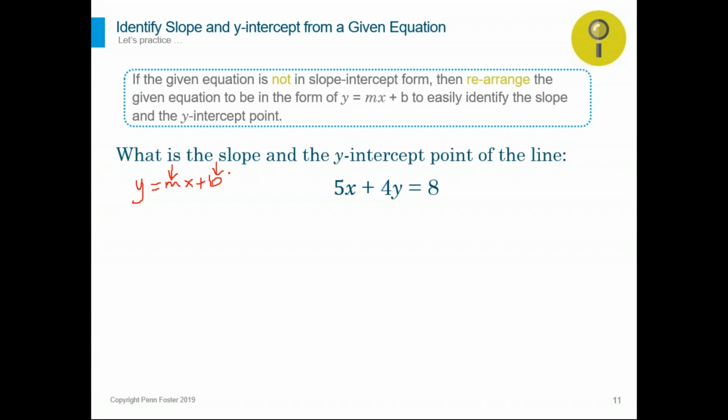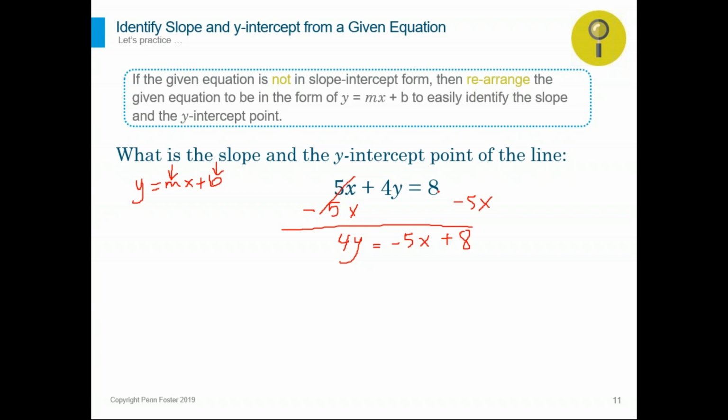So the first goal that we have is to isolate the y by itself. I see the 4y is added to 5x. Then eliminate the 5x by subtracting 5x from both sides. 5x minus itself is gone. Now I have 4y by itself on one side equals negative 5x plus 8.